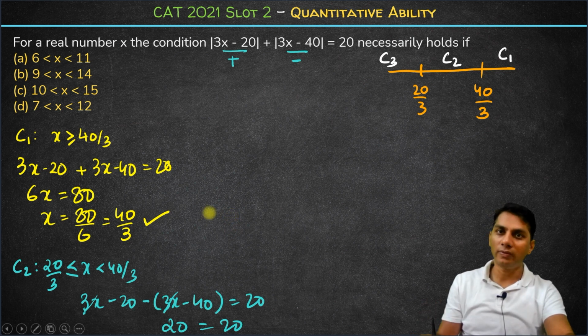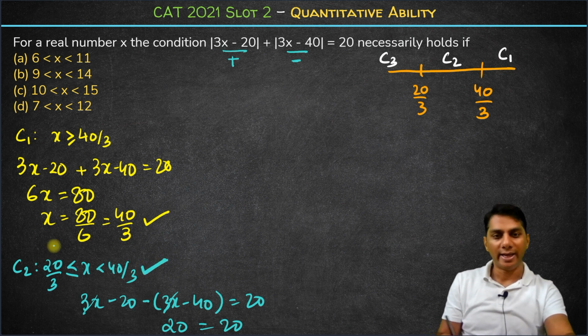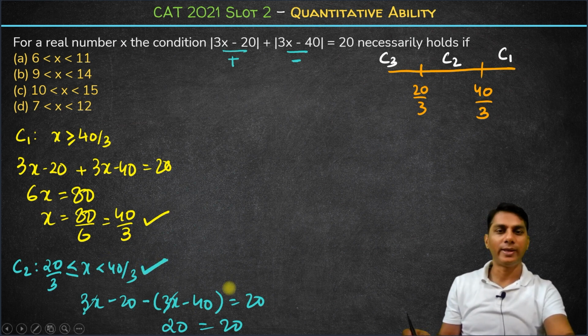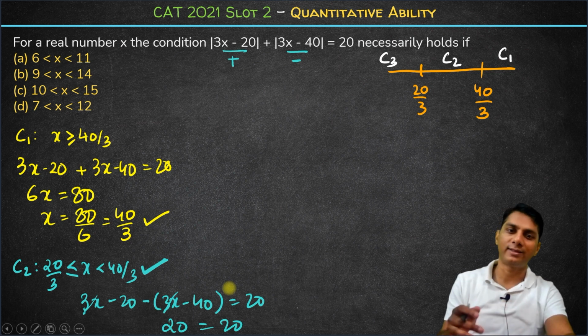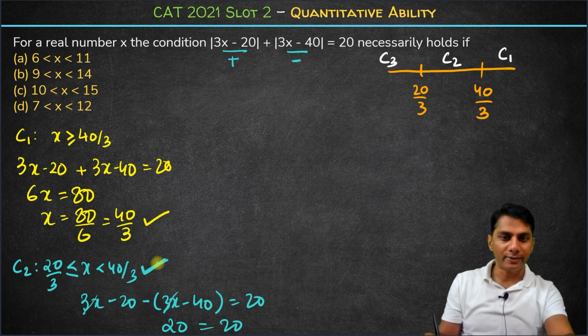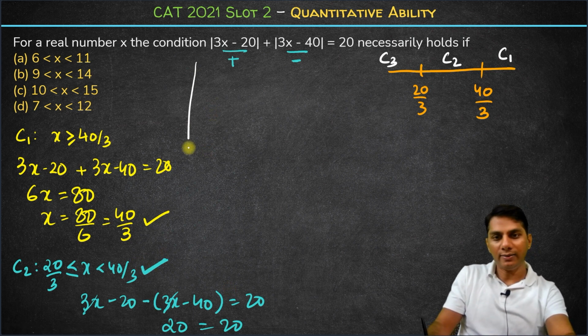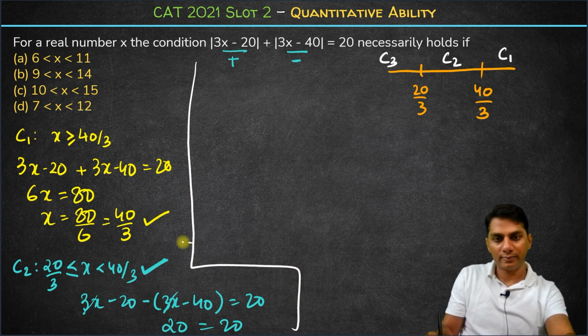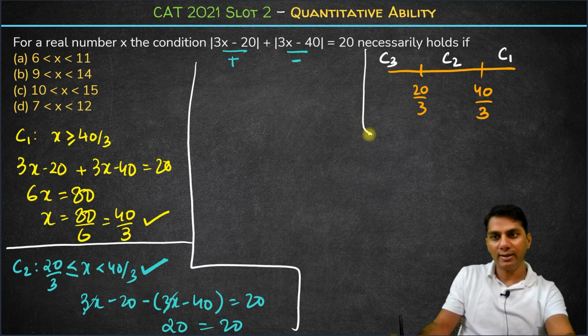Now this is obviously always true. 20 is always equal to 20. So basically this full range will be accepted. In this range we get 20 equals 20, which means all the values of x in this range satisfy. So we'll accept this whole range. This was the first case, this was the second case. And finally, let's look at the third case.